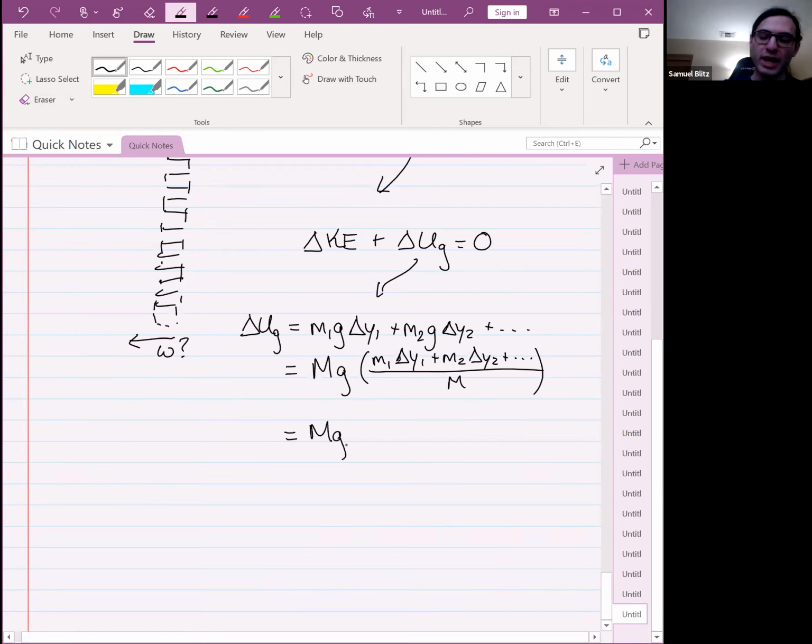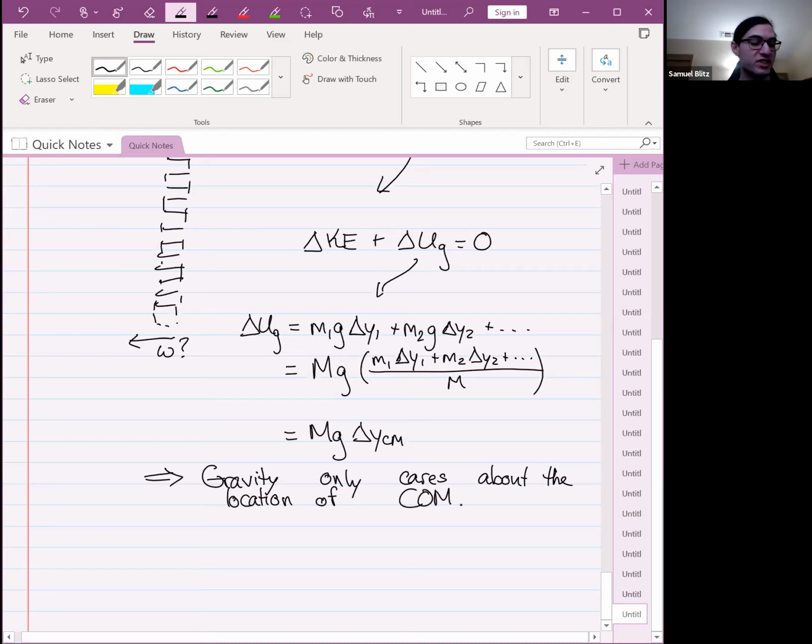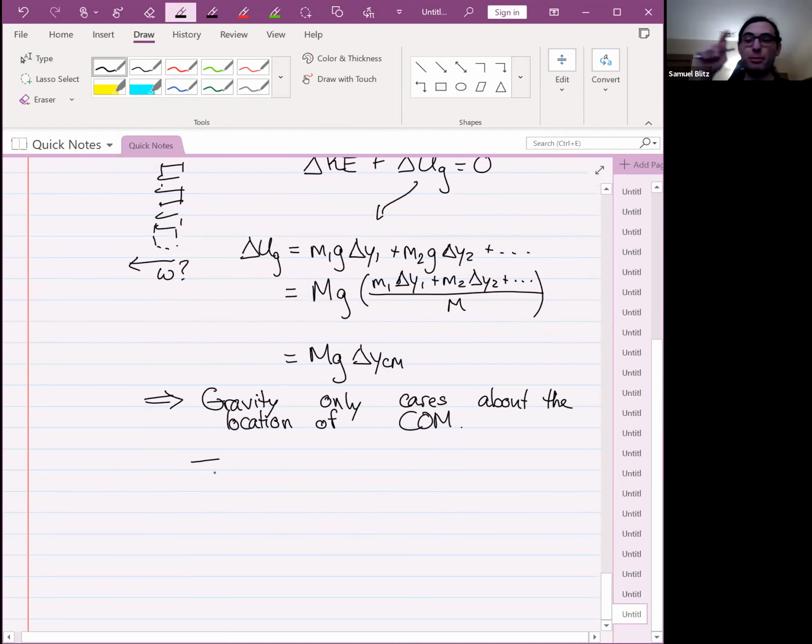So this is capital M g delta y_cm, which is just to say that the force of gravity only cares about the location of the center of mass. This is just generally true; this is just an example of such a phenomenon. The gravitational potential energy only depends on the location of the center of mass. In fact, the place in space where you can treat gravity as acting from is the center of mass. Gravity acts from the center of mass. And where a force acts from will become relevant soon.